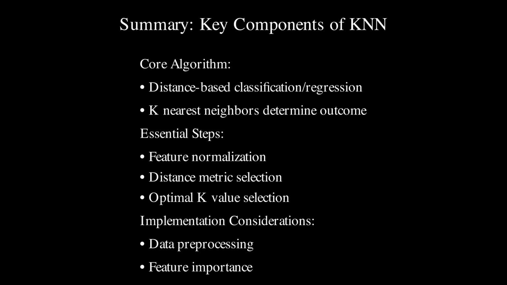To implement KNN effectively, remember these key components: proper feature normalization, appropriate distance metric selection, and optimal k-value determination. While conceptually simple, successful implementation requires careful consideration of data preprocessing, feature importance, and computational efficiency. Understanding these fundamentals will help you apply KNN successfully in practice.